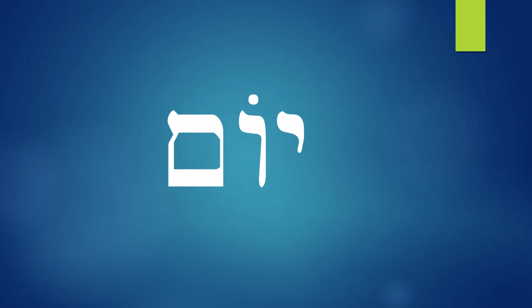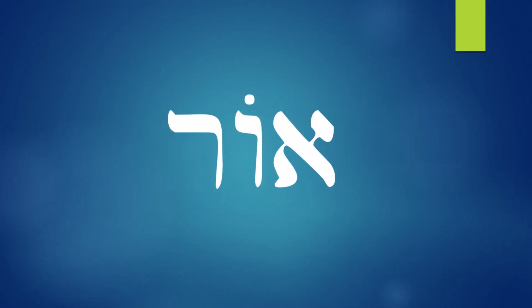So how do you pronounce this word? You have Y-O-M. Y, which is yod, O, which is holem wow, and you have mem. That makes it yom. And this is the Hebrew word for day. When you want to say day, you say yom.